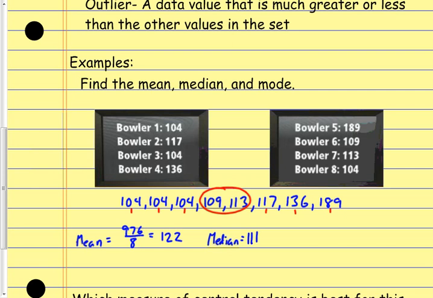I can see that I've got 3 of this data value. So that's clearly going to be my mode. It's the one that appears the most often. So the mode this time is a 104.